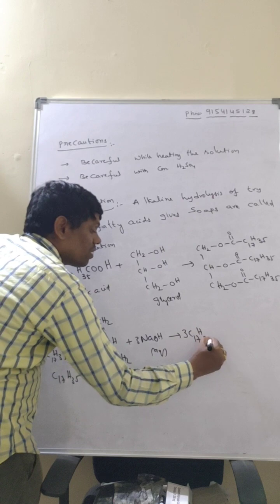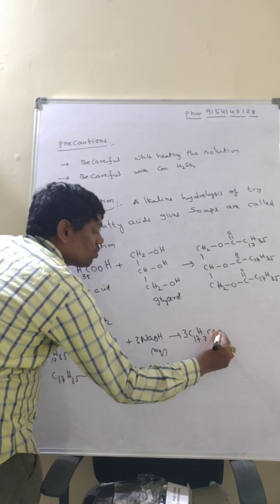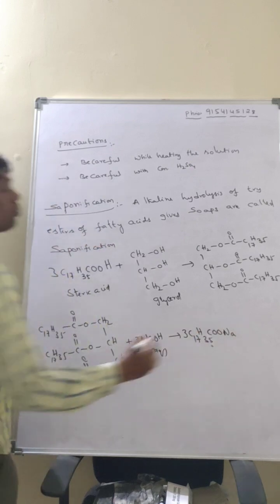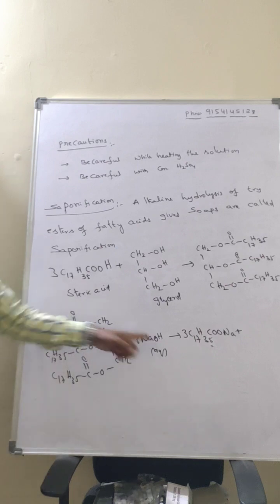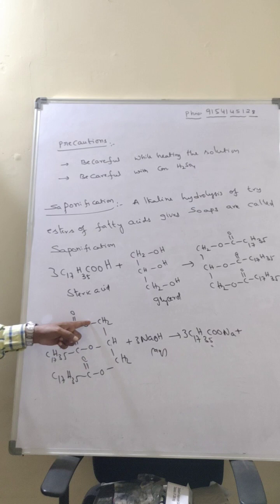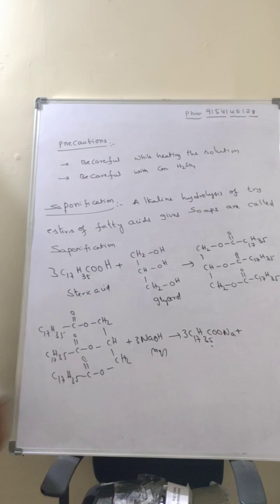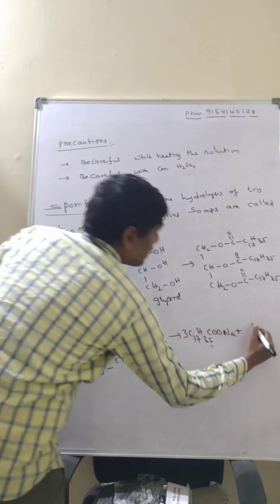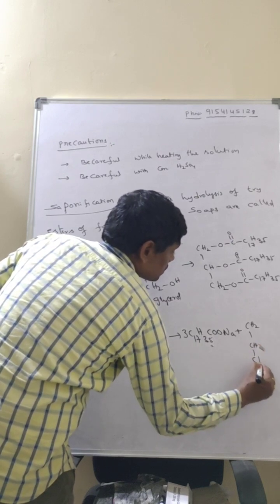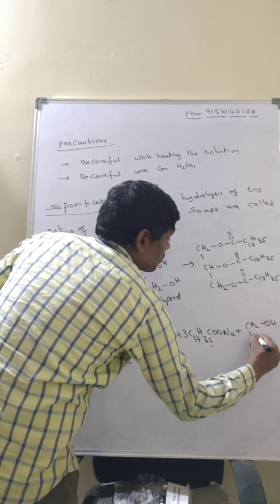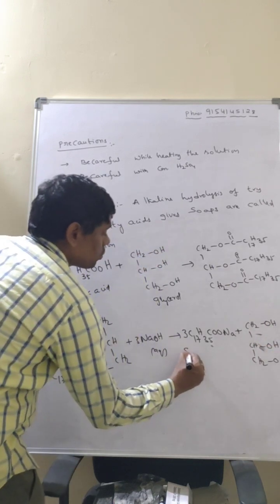C17H35COONa plus again glycerol will form. Here the 3 OHs are attached to this one. Here one Na, here one Na, and here one Na form 3 moles of sodium stearate, and again glycerol will form, CH2-CH-CH2 with OH. This is called sodium stearate.